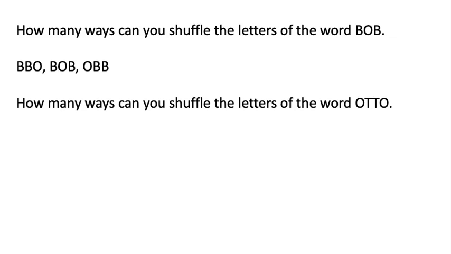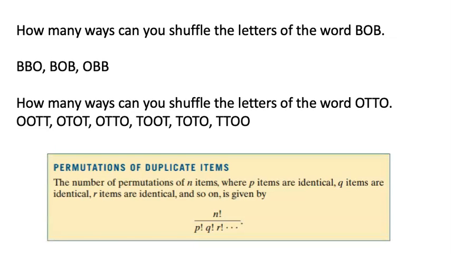How about auto? We're going to start in alphabetical order, so O comes first. OOTT would be my first one in alphabetical order. OTOT. Then there's auto. I think those are all the ones that start with O. If I start with T, TOOT, TOTO, TTOO. So we have 6 ways we can shuffle auto.